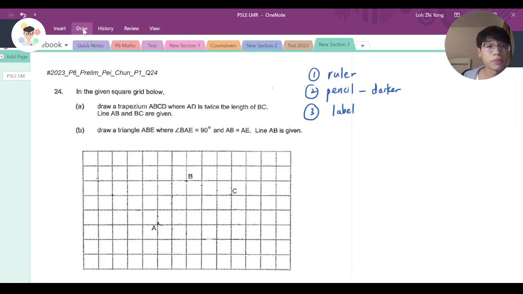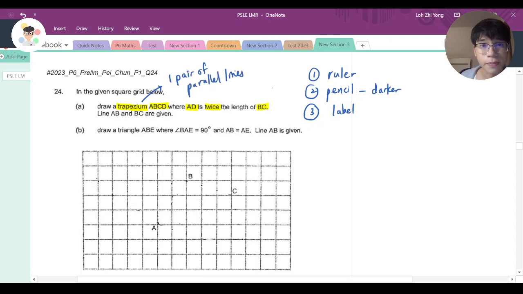In the given square grid below, draw a trapezium ABCD where AD is twice the length of BC. Trapezium means that you are having only one pair of parallel lines. You're having one pair of parallel lines. So ABC, so D is somewhere here, okay? But AD is twice the length of BC. Lines AB and BC are given.